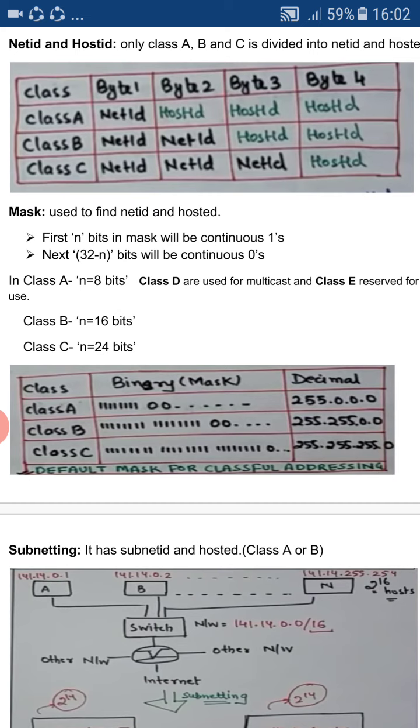In class B, 16 bits are continuous 1, which is equal to 2 bytes. So decimal equivalent is 255.255, remaining 2 bytes are 0. In class C, 24 bits are continuous 1, where 24 bits is equal to 3 bytes. Decimal equivalent is 255.255.255 and last byte is 0.